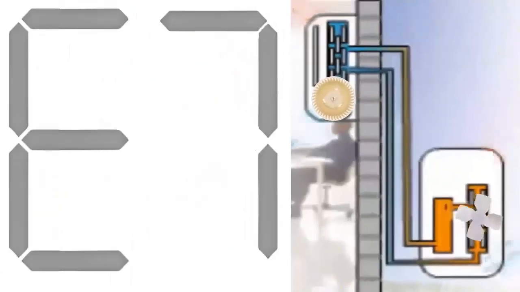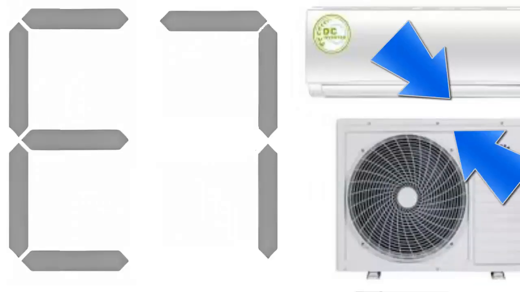However, in some Mabe inverter air conditioners, error code E7 is related to a communication issue whose solution was covered under error code E1.